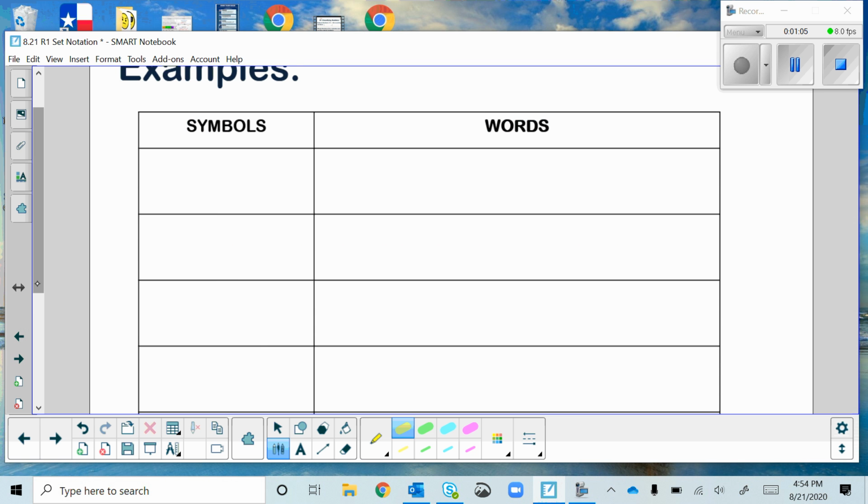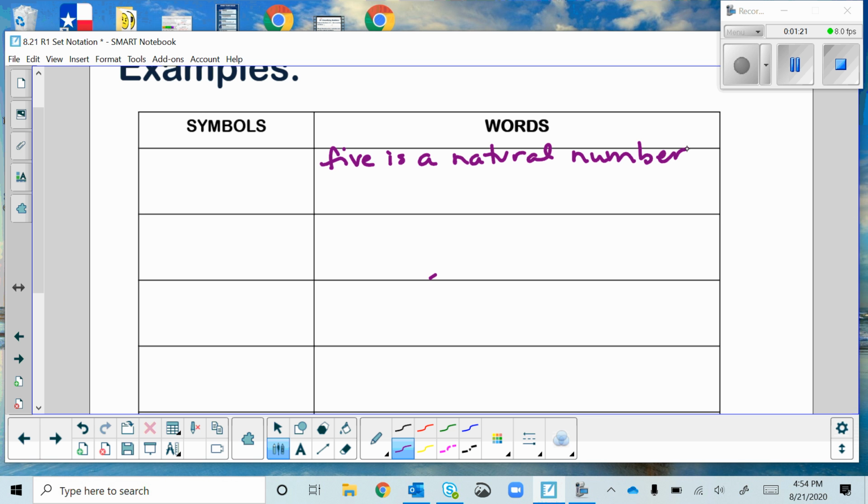So let's say, for example, in words, I wanted to say that 5 is a natural. That was a fair amount of writing. In math symbols, we could just do this. The concept of 5, we have a symbol for that that looks like this. And then we've learned this symbol for natural numbers. And for the part with the words where it says is a, I'm going to put this.